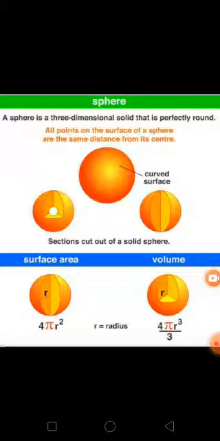Now what is the volume of a sphere? You can see that the volume of a sphere is 4 pi r cube divided by 3, and the surface area of a sphere is 4 pi r square, where r is the radius of that sphere.